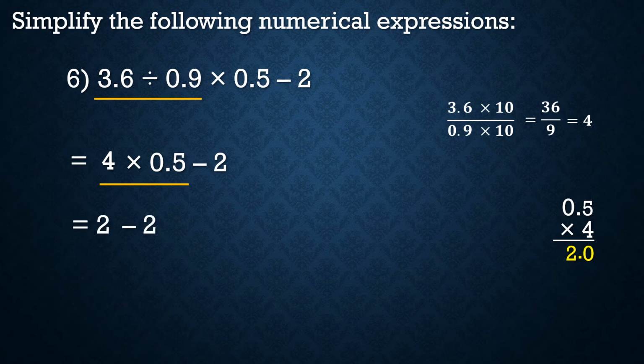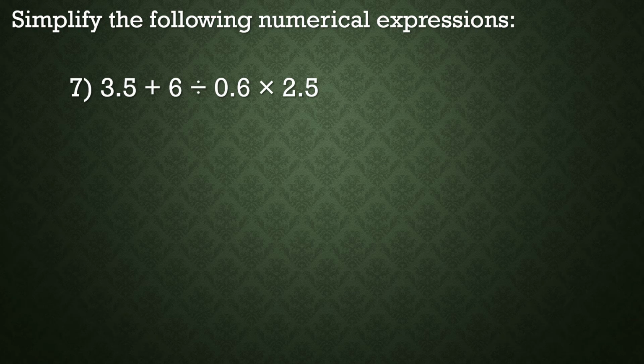Then write minus 2 as it is. Now do the subtraction. 2 minus 2, we get 0. So the answer is 0. Let us solve one more question. Question number 7. 3.5 plus 6 divided by 0.6 multiplied by 2.5. Now tell me, according to DMAS, what we have to solve first? Addition, division or multiplication? Yes, division.